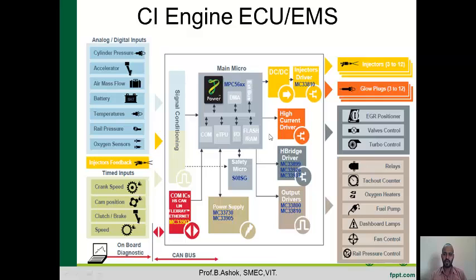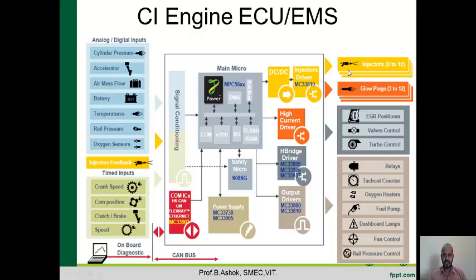This is the main microcontroller inside the ECU. These are all the signal conditioning ports and power supply ports, and similarly these are all the driver circuits for driving the actuator parts. And these are all the inputs, like analog inputs, digital inputs and timed inputs, starting from cylinder pressure, accelerator pedal, air mass value, temperature, rail pressure. So there are a lot of sensors and a lot of actuators.